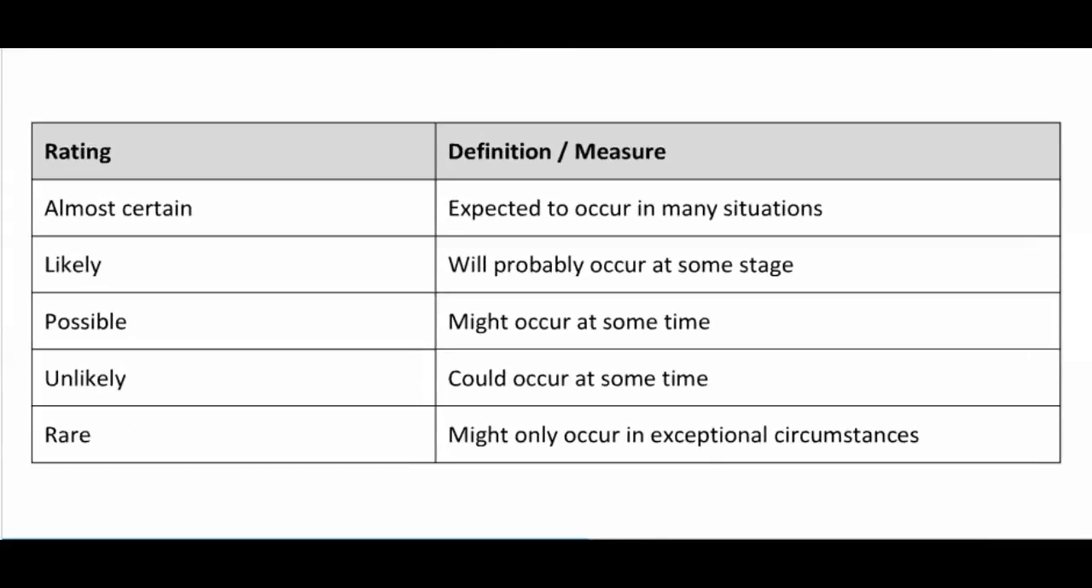With regards to likelihood, the following definitions and measures can be applied to assist in the hazard assessment process. Rare, might only occur in exceptional circumstances. Unlikely, could occur at some time. Possible, might occur at some time. Likely, will probably occur at some stage. Almost certain, expected to occur in many situations.